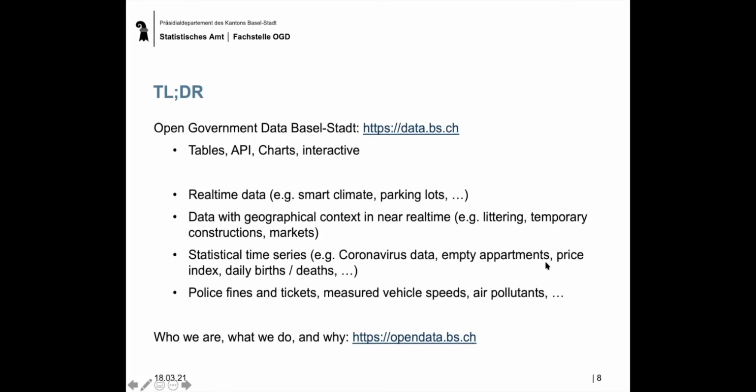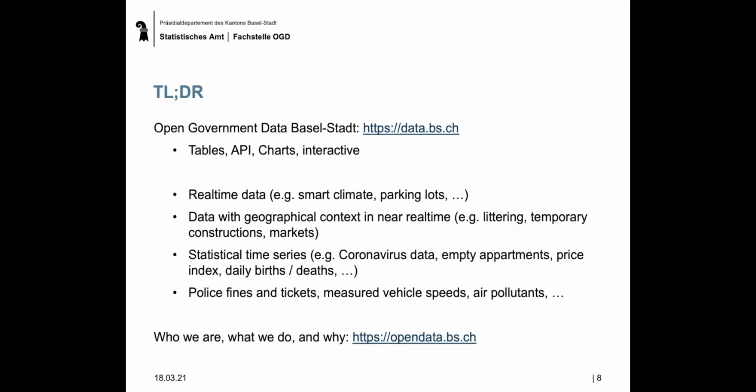Then we have other time series about empty apartments in Basel-Stadt, about the price index in Basel-Stadt, about daily births and daily deaths, and more and more. And there are more data sets coming up. For example, last Sunday or the week before, we had the plebiscite, the Abstimmung, and the results were in near real time. We had them up there. Also the interim results, how do you say?